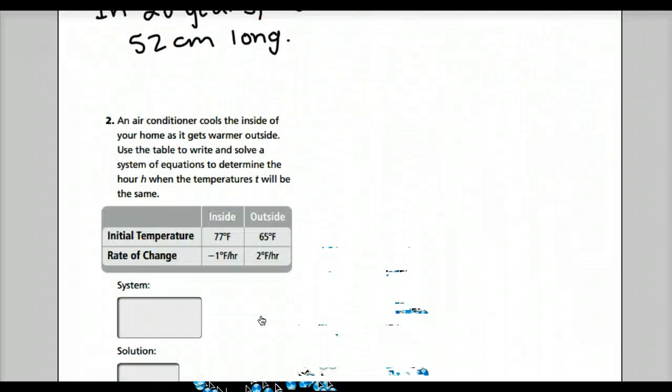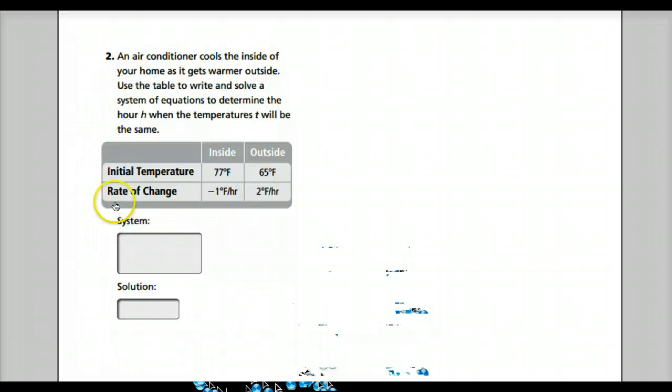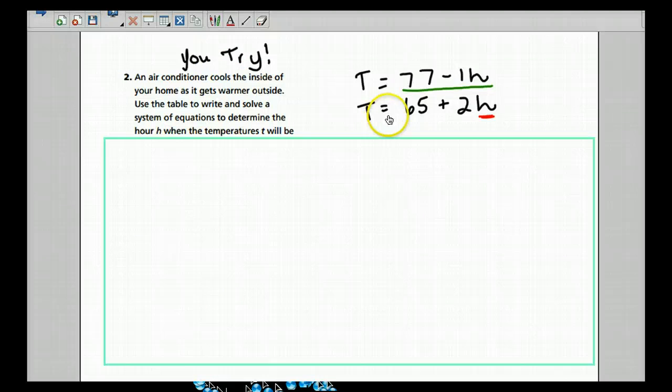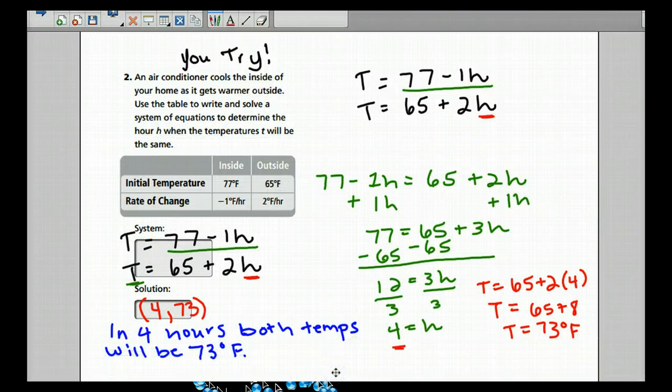Now what I want you to do is, again, on page 141, I want you to try number 2. So pause me here and you try number 2. Check your answer. Okay, so in case you're stuck, I just put the systems of equations right here. t equals 77 minus 1h and t equals 65 plus 2h. See if you can solve from there. So pause me here. And if you can't solve from there, or if you already did, here is the answer.